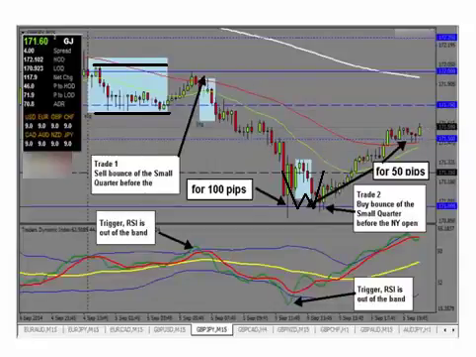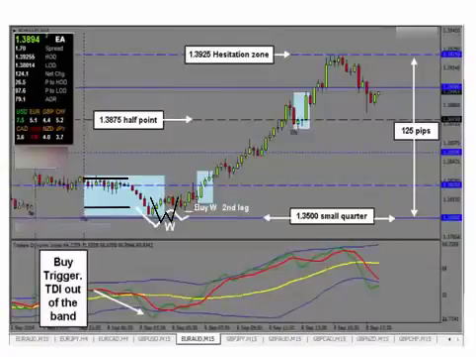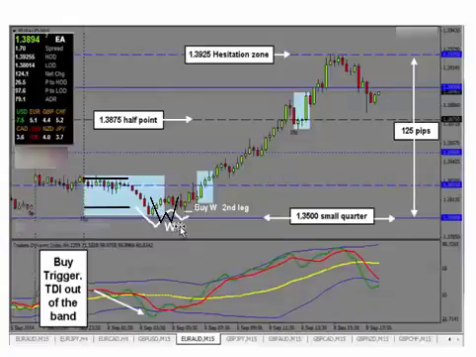Here's the last example on the Euro Aussie Asian accumulation phase. Cycled down against a small quarter point, cycled up, cycled back down, created a beautiful W. TDI was out of the band. You can buy with a 15-20 pip stop. Your stop loss is set below the quarter point number, and this pair moved up in 3 pushes, 125 pips.